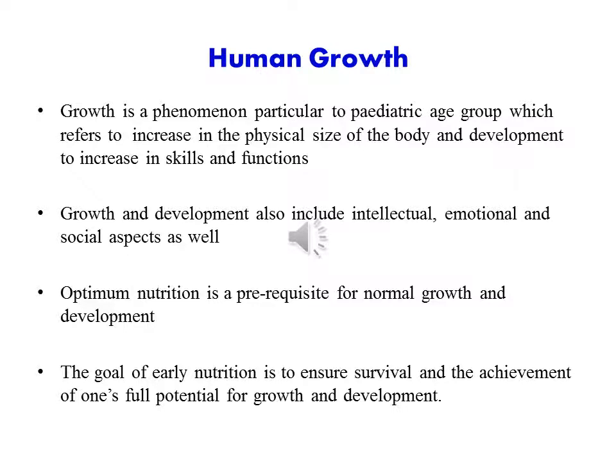Human growth is a phenomenon particular to the pediatric age group, which refers to an increase in the physical size and the bodily functions, or development, to increase in skills and functions. So growth and development also include intellectual, emotional, and social aspects as well. Optimum nutrition is a prerequisite for normal growth and development. If a child is suffering from malnutrition, the child would not be able to achieve the optimum mental and physical capabilities.